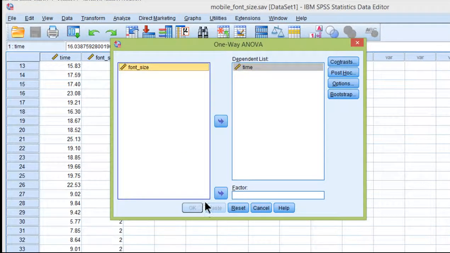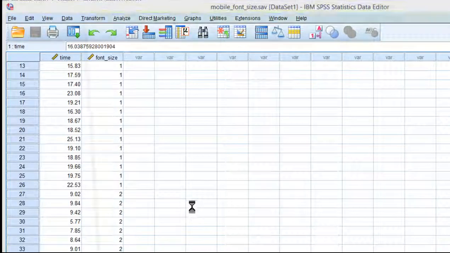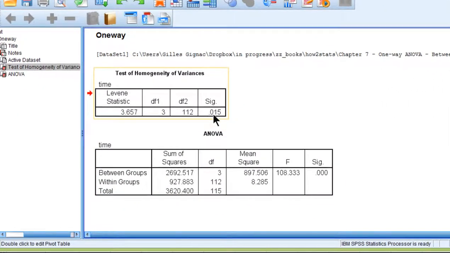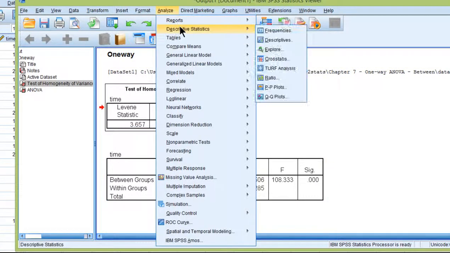Put time in there, font size in here, and options. Let's just look at the homogeneity test. What we find is that we have violated the homogeneity of variance assumption. That's eliminating options right there. We can't do Tukey-Kramer's HSD.